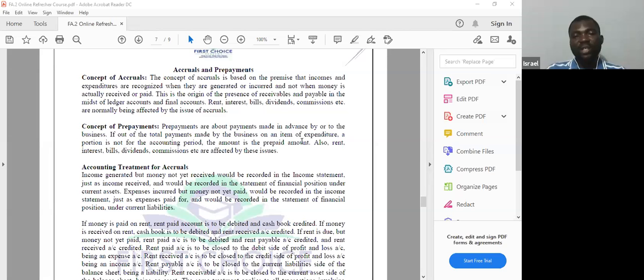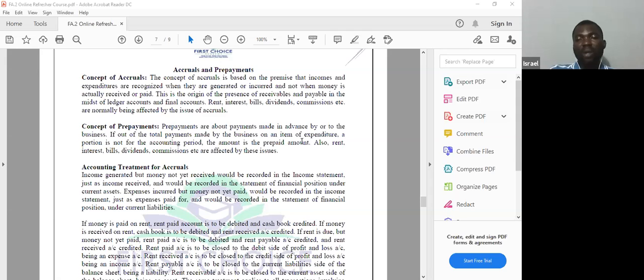So talking about accruals, the accrual is actually a concept given that we record our revenue when it is earned, not when it is received. In that light, it has given rise to what we call receivables and payables. Because if I've earned revenue while someone is owing me, how do I treat that? That is receivables. It means that the money I've earned but yet to collect is what is called receivables.